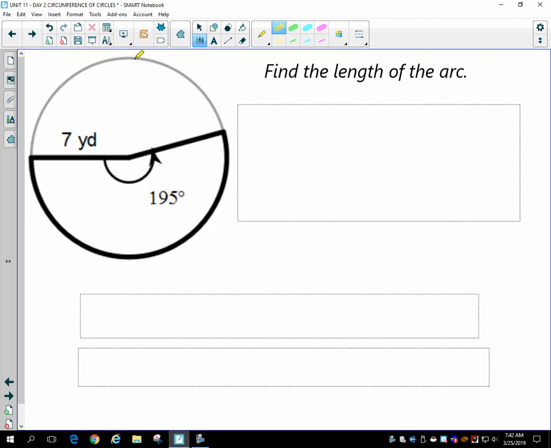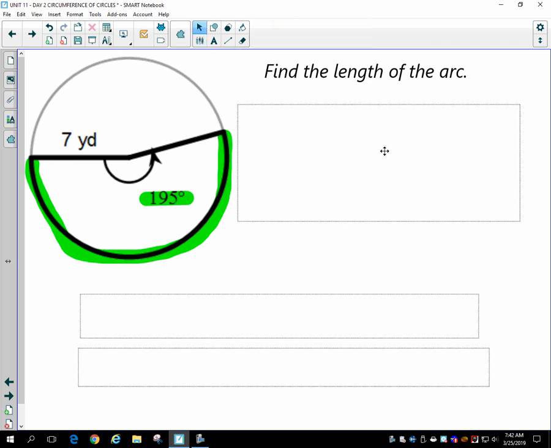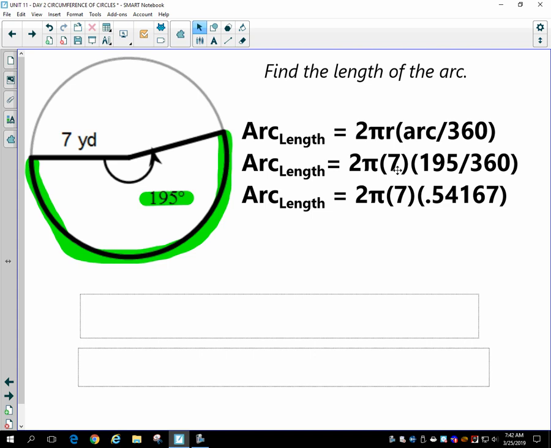So let's try one. I want to find how long is this arc. Well, we know its measure is 195 degrees, and that's going to help us find the length, but that's not the length. That's not how long it is in yards. That's what we're looking for. So we have a radius of 7 yards, and we have an arc measure of 195 degrees. So we're going to plug those in. 7 goes in here, and my 195 goes in for the arc.